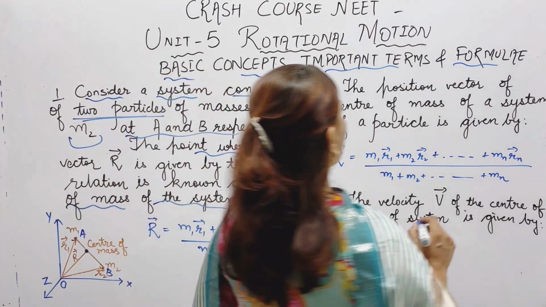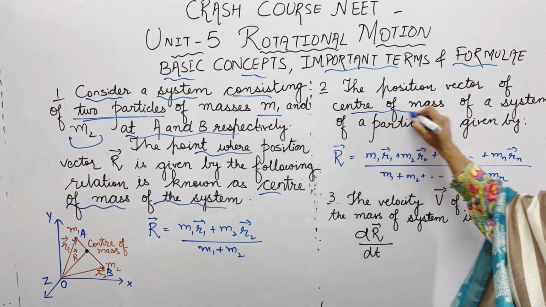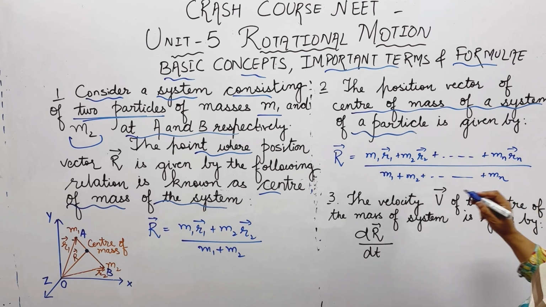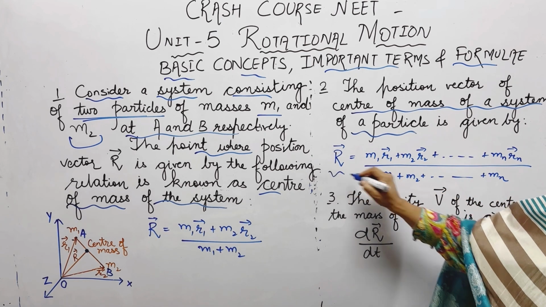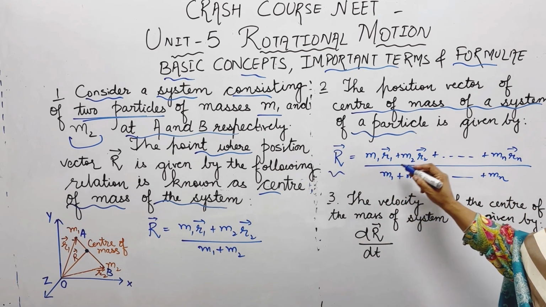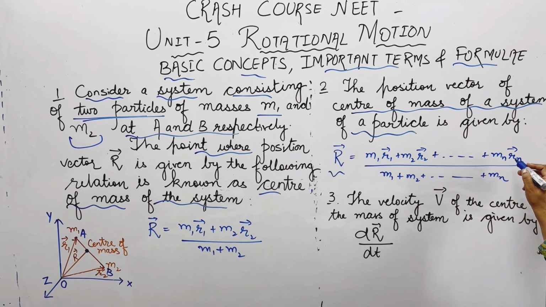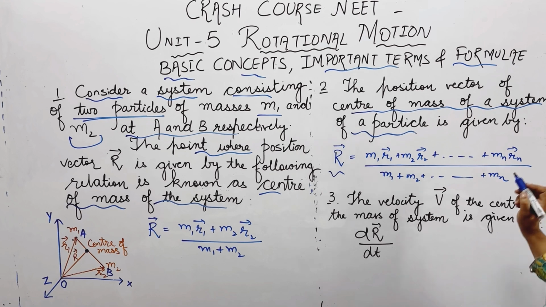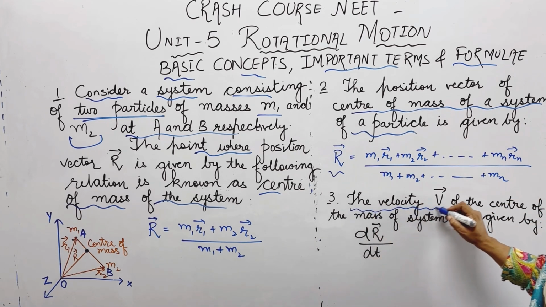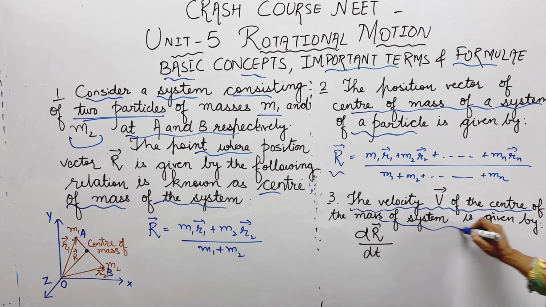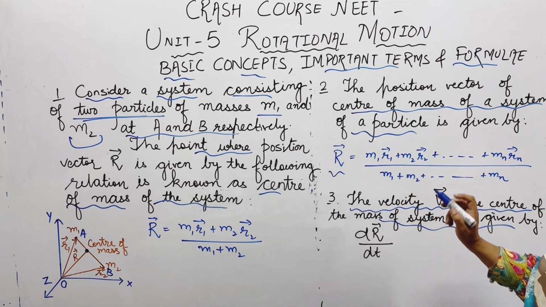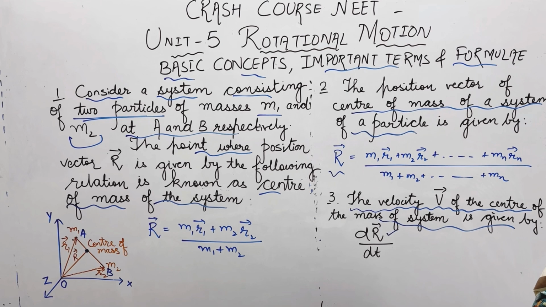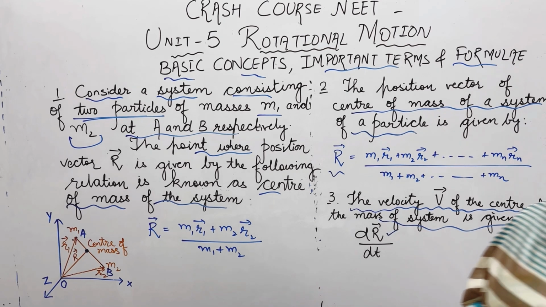The next is the center of mass of a system of particles. If n number of particles are there, the position vector is generalized to m1 r1 plus m2 r2 and so on up to mn rn, divided by m1 plus m2 plus up to mn. Now, if we want to find the velocity of the center of mass of the system, we have to take the time derivative of this value R, where the center of mass of that system is lying.